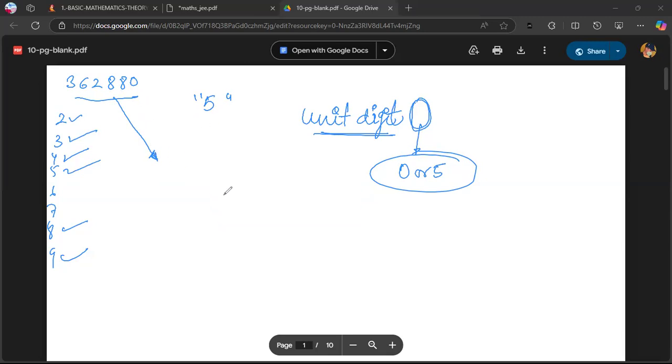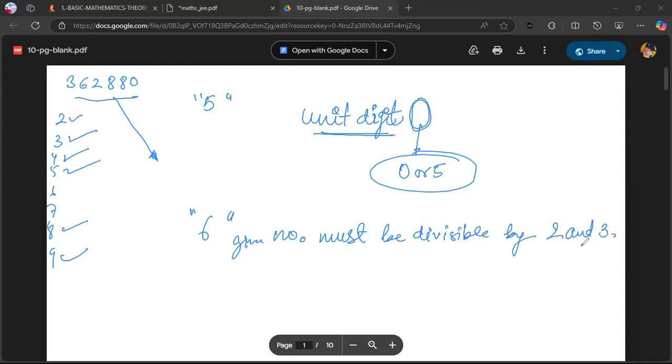Let's discuss about 6. The divisibility rule of 6 says that the given number must be divisible by 2 and 3 also. So if the given number is divisible by 2 and 3 both, then the number is divisible by 6 also.